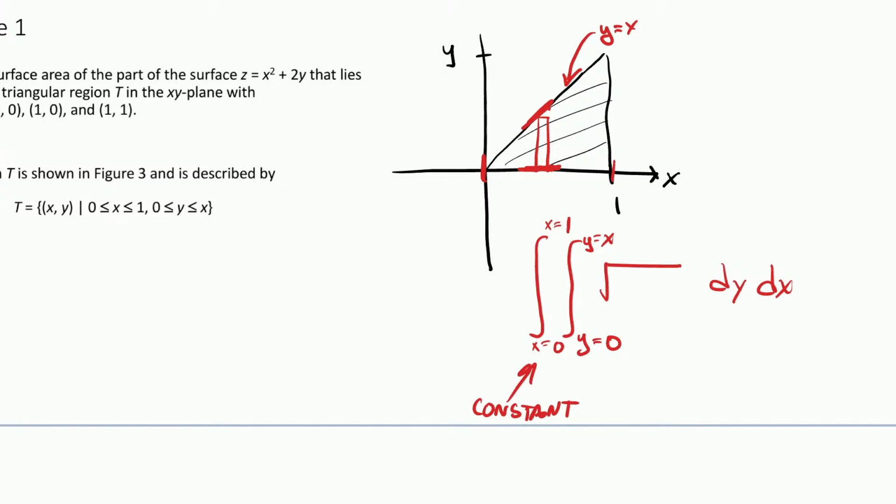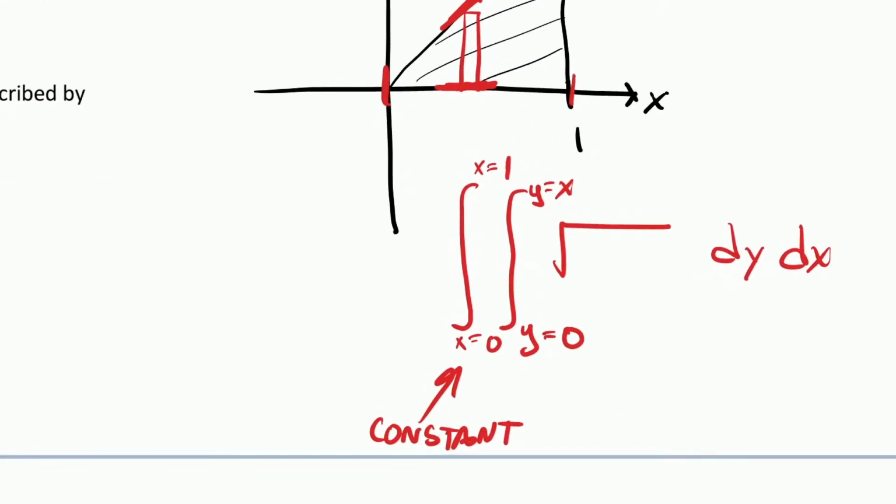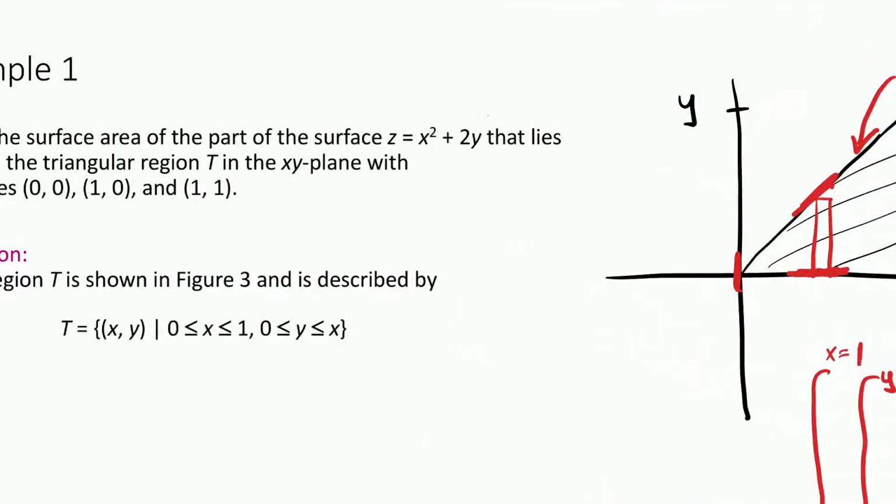We got the setup. Last thing we have to do is find the derivatives. So I'll just put a 1 here. 1 plus. Now I need the derivative in the x direction squared and the derivative in the y direction squared. So let's go up here. Here's the function. The derivative in the x direction is 2x, and the derivative in the y direction is just 2.